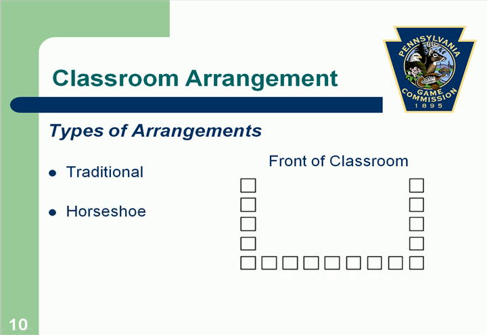The second type of arrangement is called a horseshoe or semicircle. It's a U-shaped arrangement of desks and tables side by side. One variation of this arrangement is having two rows of U-shaped desks, one inside the other, a double horseshoe. It's frequently employed in smaller classes, and students face toward the center of the U shape.